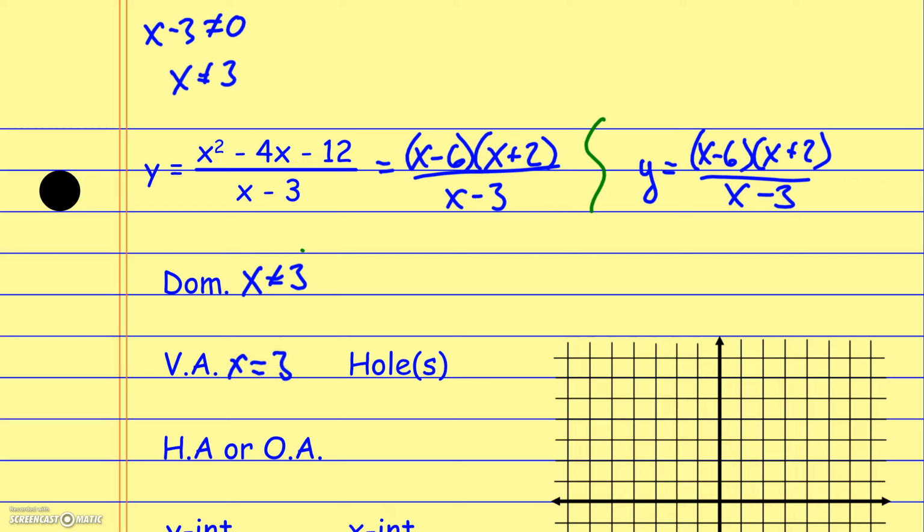In terms of my hole in the graph, well, I don't have any other domain restrictions, so there can't be a hole in the graph. The only domain restriction I had was a vertical asymptote, so there is none for this one.